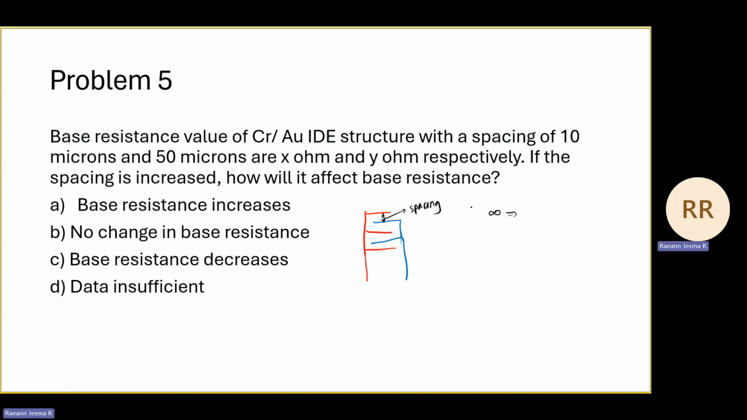Why? This is because between the IDEs there is no conductive path for current to flow through. So it is like an open circuit. Open circuit means we are having very high resistance. So we can say it as infinite resistance.